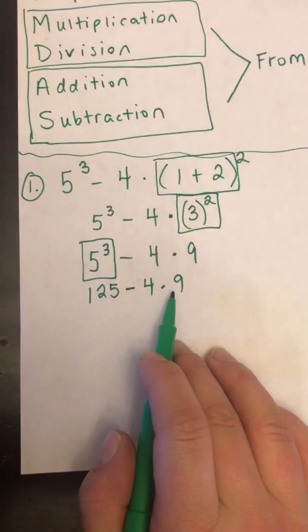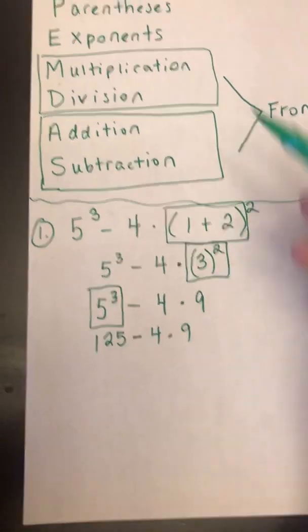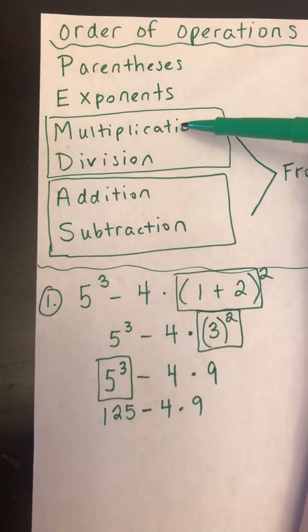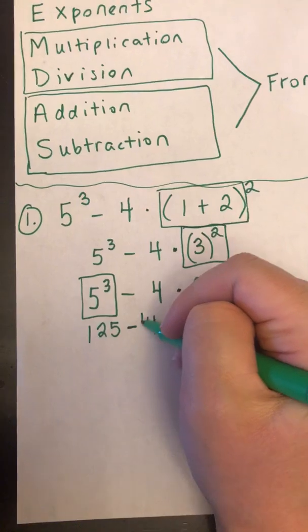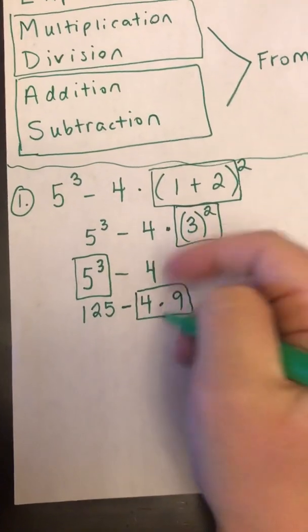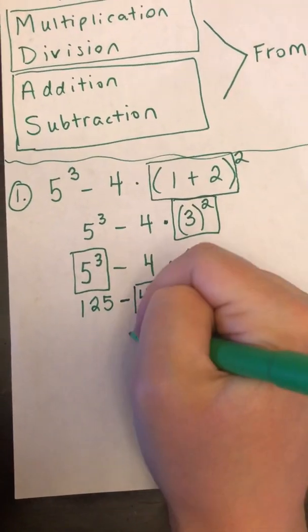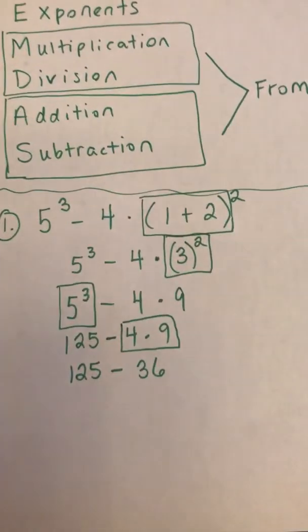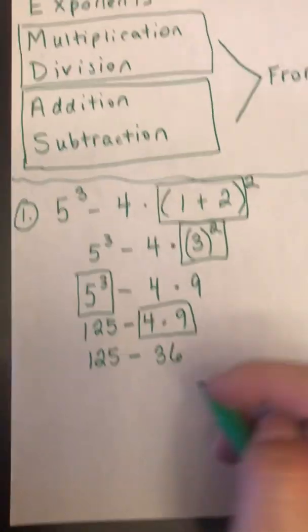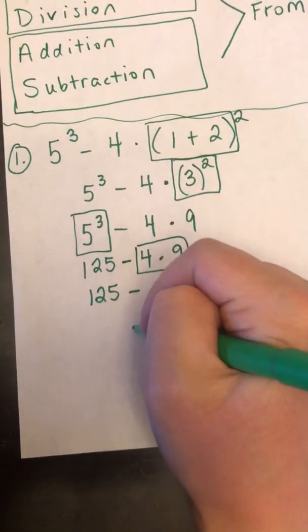Now I have subtraction and multiplication. Which one should I do next? The order of operations says to do any multiplication before any addition or subtraction. So I need to do 4 times 9, which is 36, so I have 125 minus 36. That's the only thing left to do, and I get 89.